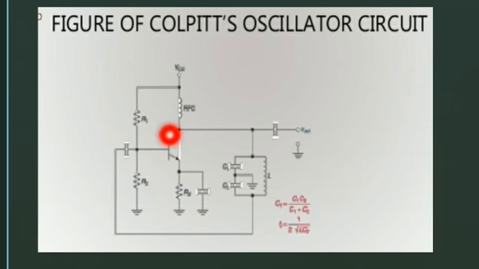Next, Colpitts oscillator circuit. See, this is the NPN transistor, and the capacitor circuits, and this is the output, and this is the input through the resistance, right? So this circuit produces a frequency. That frequency is f equal to 1 by 2π root LC. I'll tell you the formula later. Okay students, right.